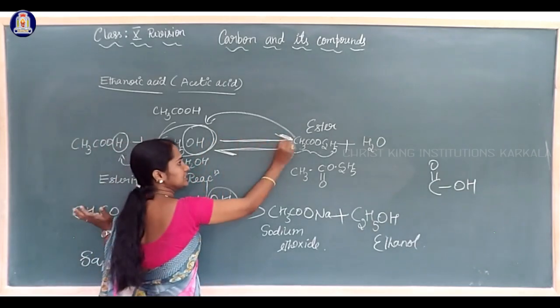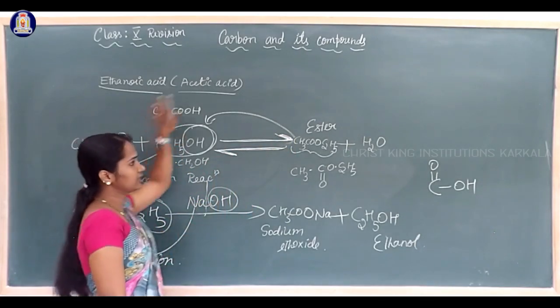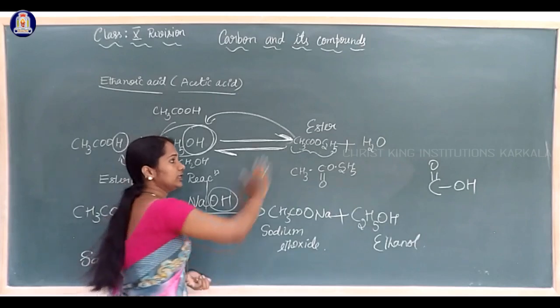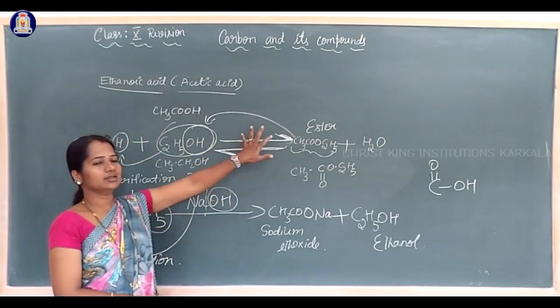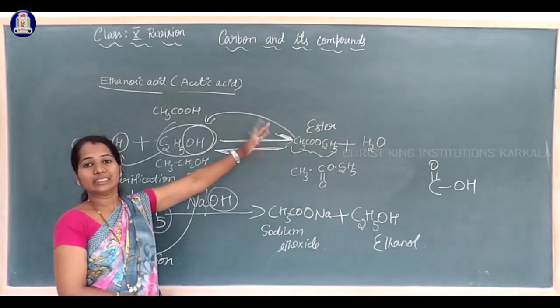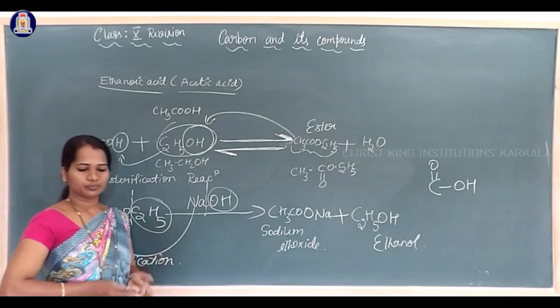One is the product, and in the other way, this is the product, which shows that from this we can get this as the product, and by using this, we can get this as the product. That is the meaning of this arrow mark. So that is esterification and saponification reactions.